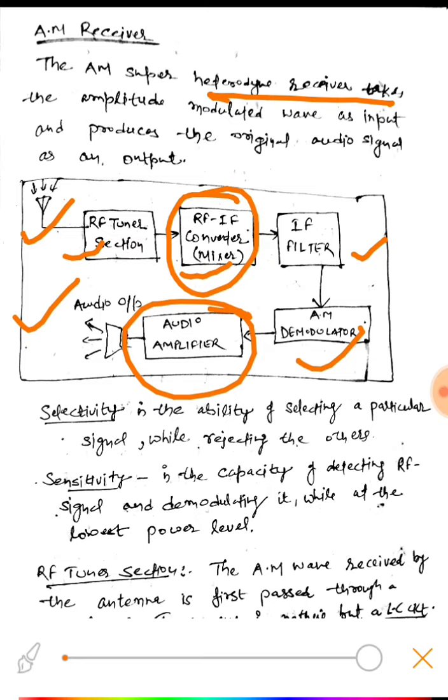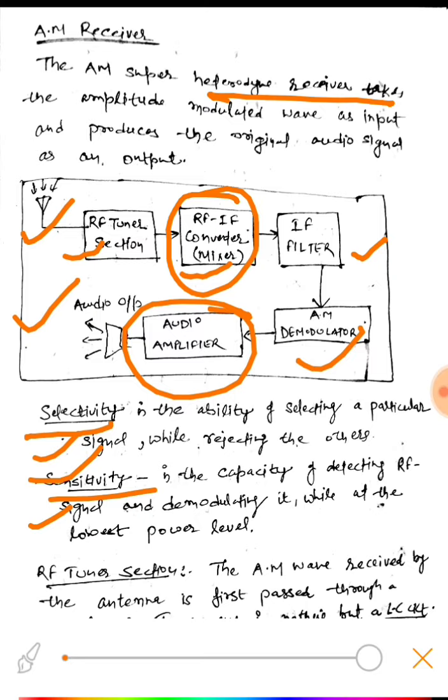In an AM receiver there are some terms we need to understand. Selectivity is the ability of selecting a particular signal while rejecting the others. It is the ability of the receiver to tune our circuit to a desired frequency and reject the others, which we have already seen in the requirements. Next is sensitivity, which is the capacity of detecting lower power level signals as well.